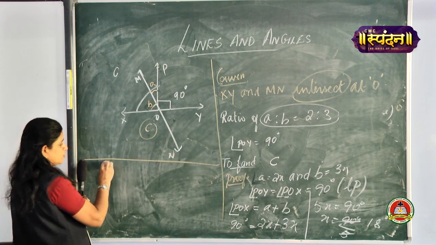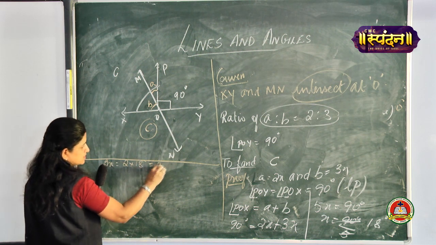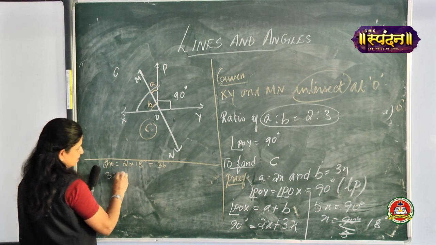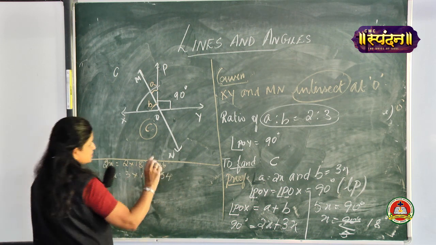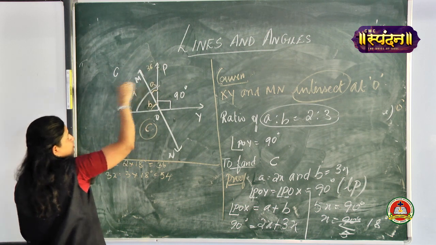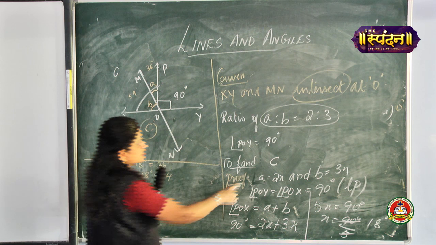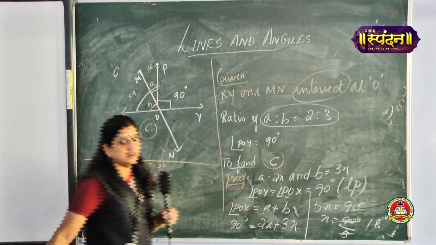I said don't leave the answer as it is. So I had to calculate what is 2x. 2x is equal to 2 into 18, which is equal to 36 degree. And 3x is equal to 3 into 18, which is equal to 54 degree. So I said immediately write it with pencil over here, 36 degree. Here it is 54 degree. Now what is the third angle? What we had to find? I had to find angle C.